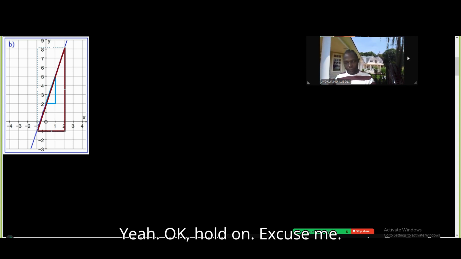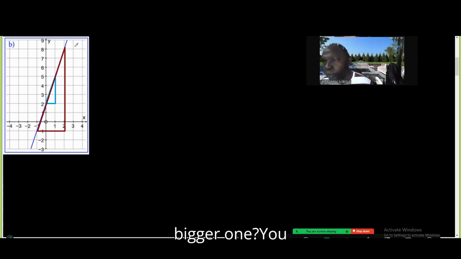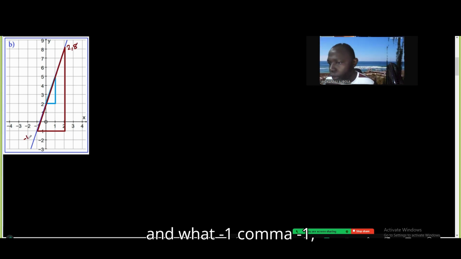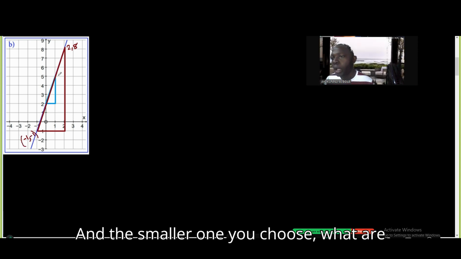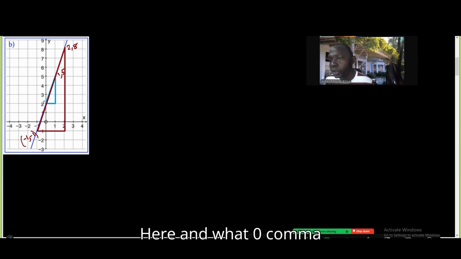Okay. Hold on. Excuse me. So, what are the coordinates of the bigger one? You have 2 comma 8 and minus 1 comma minus 1, right? And the smaller one you chose, what are the coordinates? 1 comma 5 here and 0 comma 2.